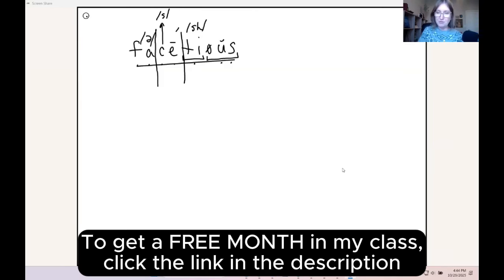All right, so were you able to read facetious? Yes or almost? About half and half. Somebody's not at all. Can I explain it again? You bet I can. So this A is going to say the schwa sound, because it's toward the beginning and there's a vowel 2 doors down. This C is going to say S, because there's an E, I, or Y after it.